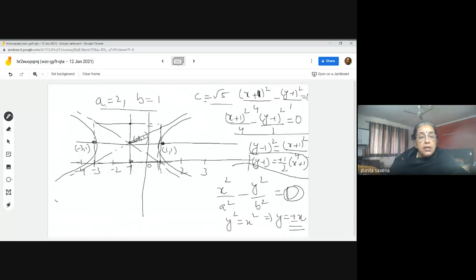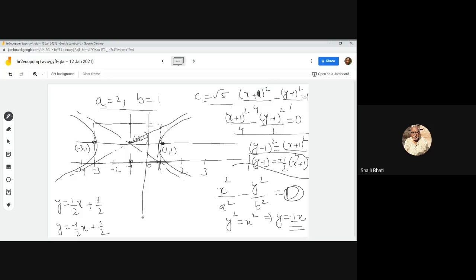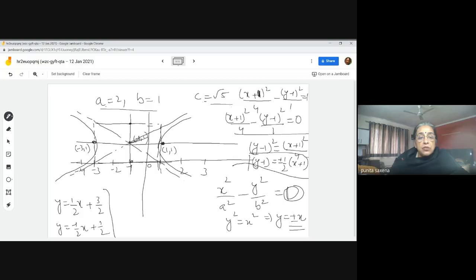One will come, y is equal to half x plus half plus 1, that is plus 3 by 2. The other will come, y is equal to minus half x minus 1 plus 1. That's it. Right? Minus half x, it will be minus half plus 1. So plus 1 by 2. These are the equations that will come. So these will be the two equations of the asymptotes.